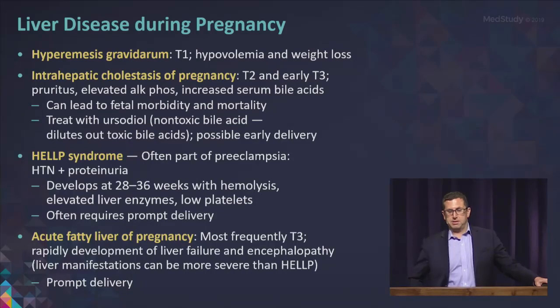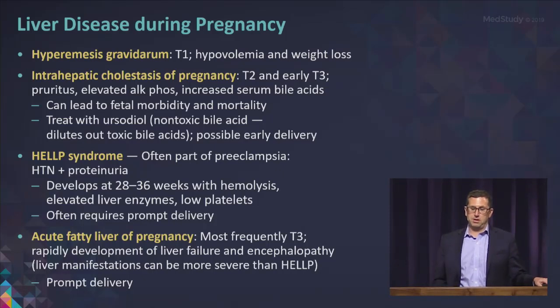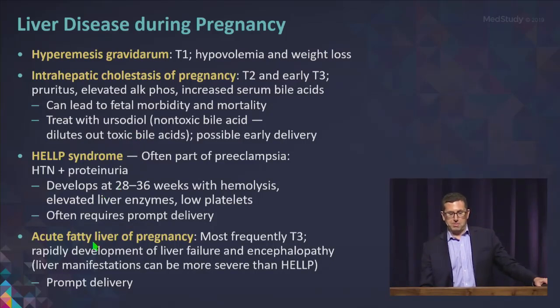Liver disease during pregnancy, we know about these. There's hyperemesis gravidarum, which is seen in the first trimester. Intrahepatic cholestasis of pregnancy, which is seen in T2 and early T3. This is actually associated with increased serum bile acids and can lead to fetal morbidity and mortality. It's treated with URSO. There's HELLP syndrome and acute fatty liver of pregnancy, which are often seen later on in pregnancy, and both are associated with pretty bad maternal outcomes.